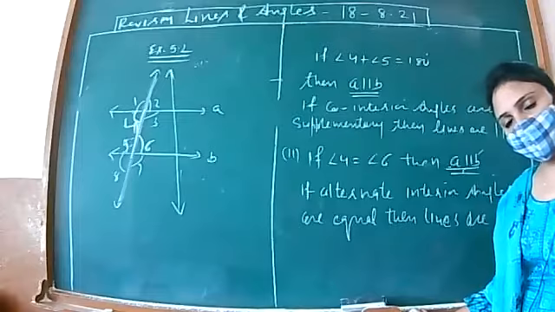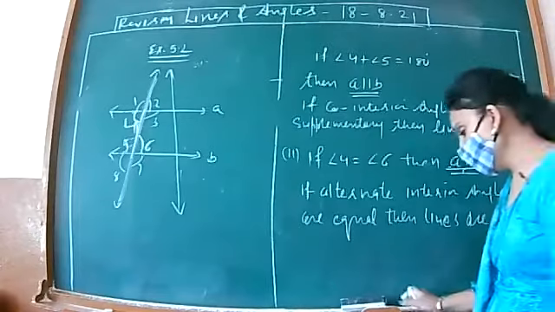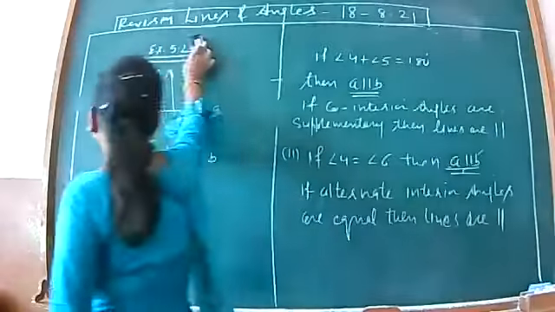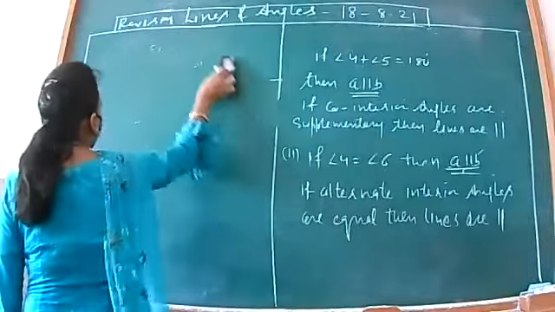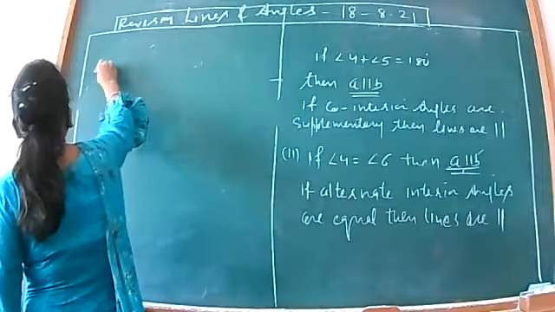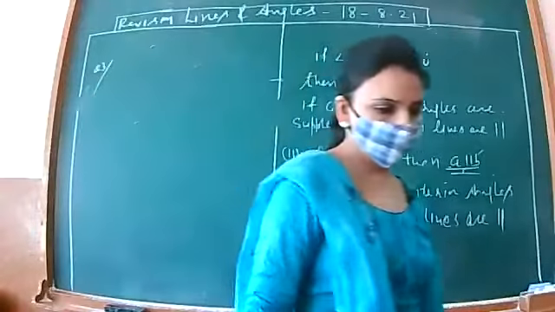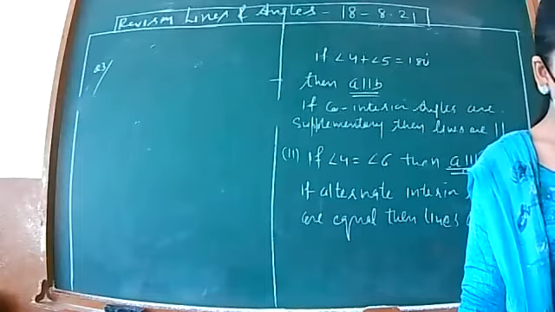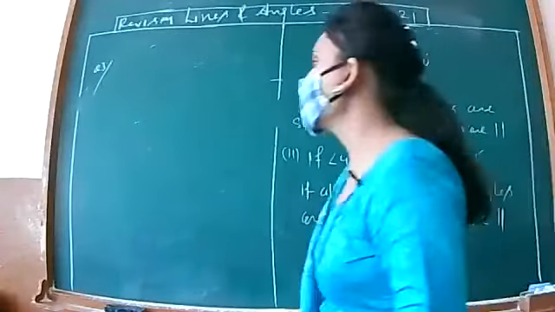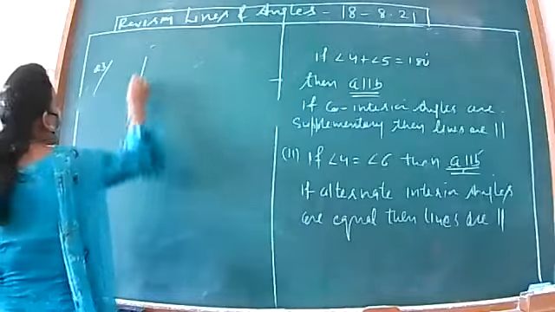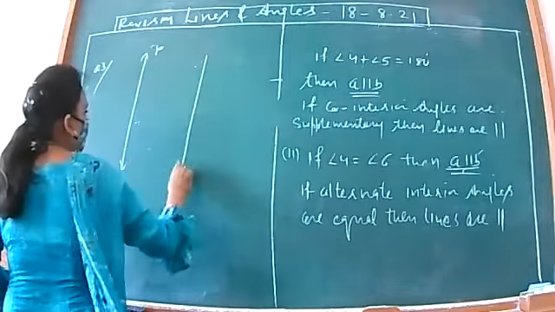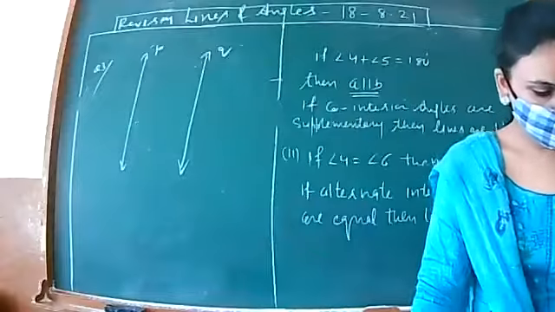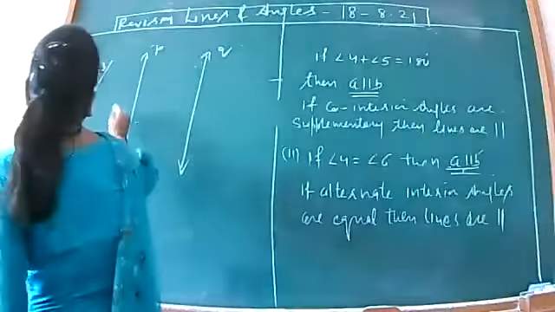Second question you will do yourself, just identify the angles that you can do. And I'm going to start with question number third. Let us start with third question. In the given figure, P is parallel to Q, find the unknown angles. There is a line P, which is parallel to line Q. We want to find the unknown.